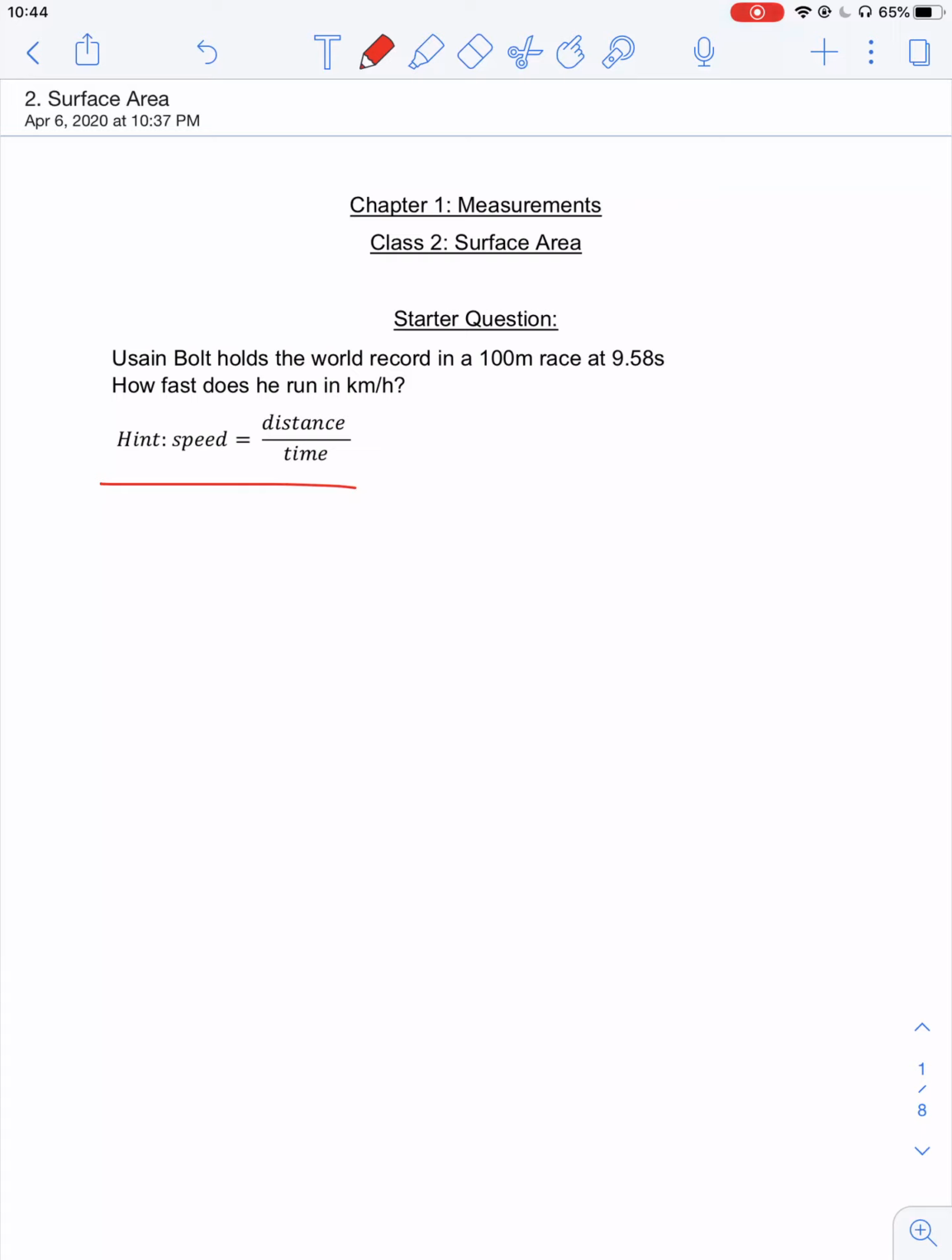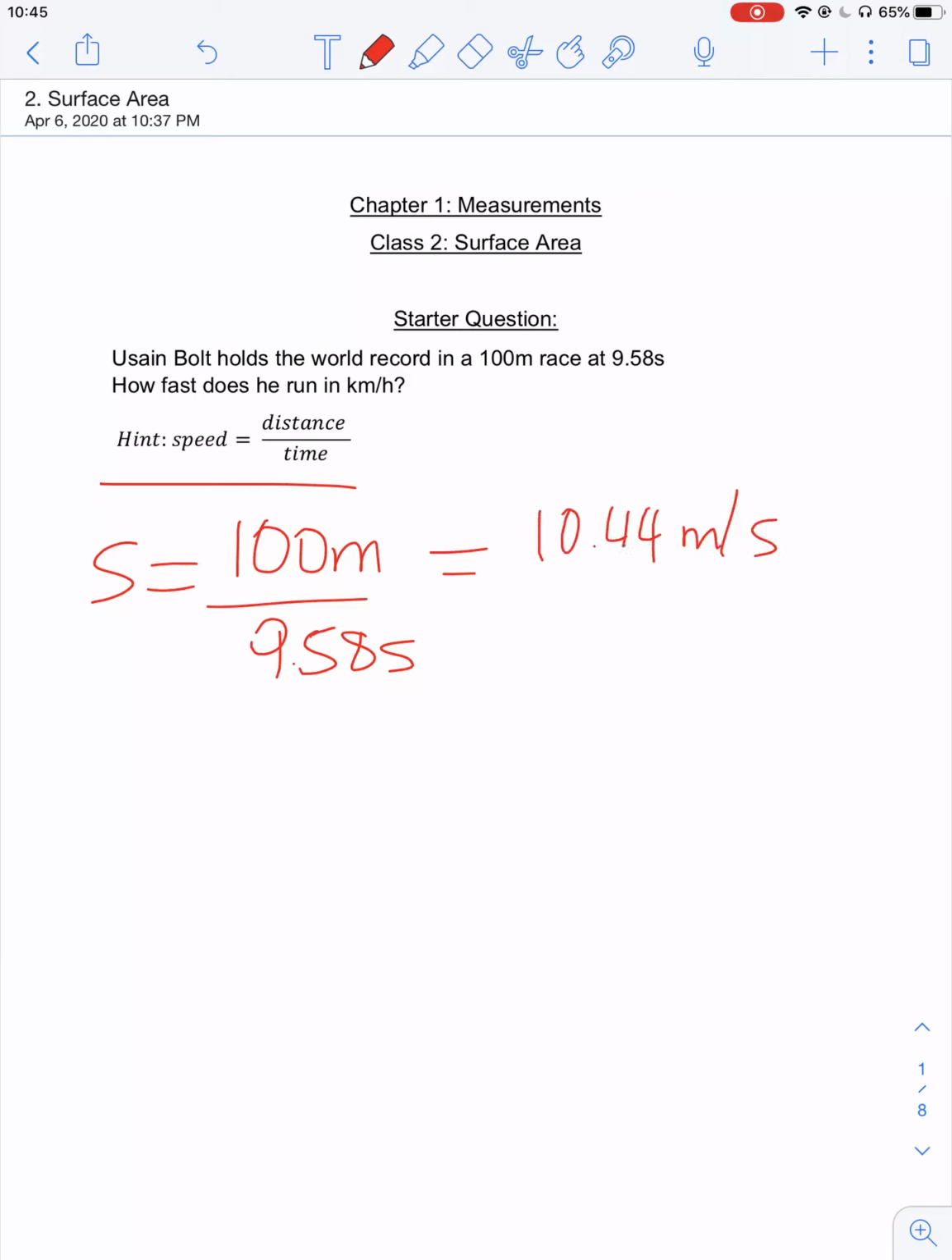Okay, so I'm going to proceed though. Using the hint, I know that speed, I'm just going to use S, is equal to distance divided by time. So Usain Bolt runs 100 meters in 9.58 seconds, right? But if you divide this out, you're going to get a right answer, which is close to 10.44 meters per second. So that's his average speed when he runs 100 meters.